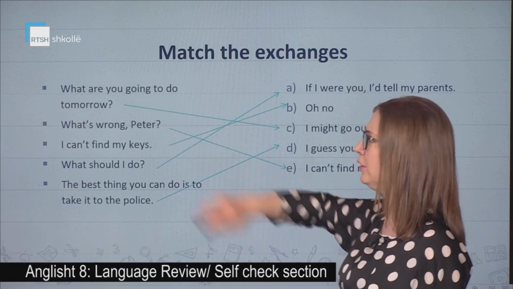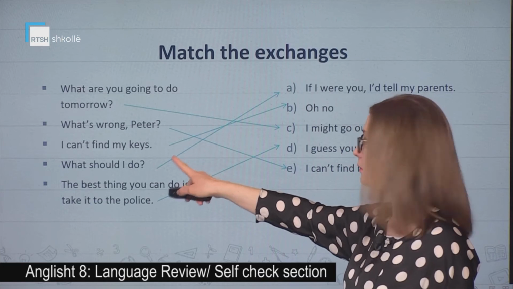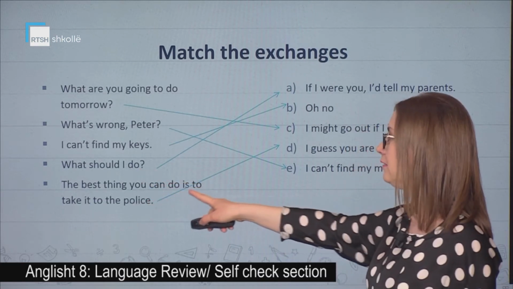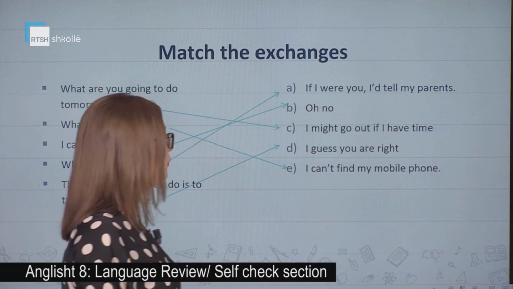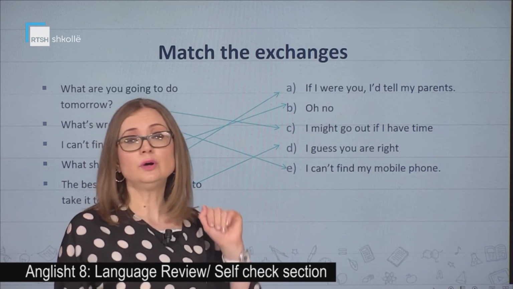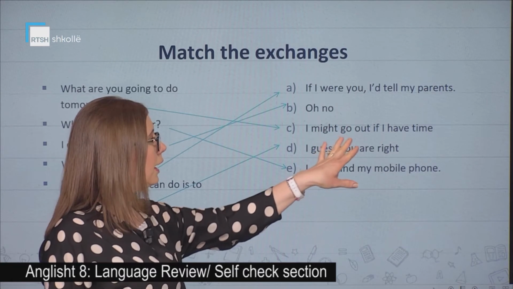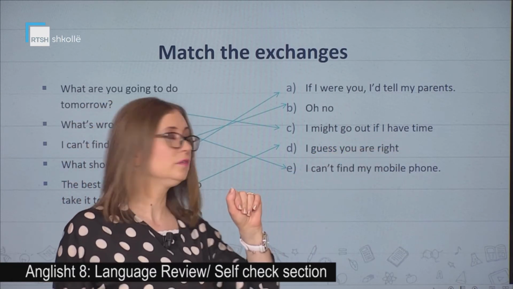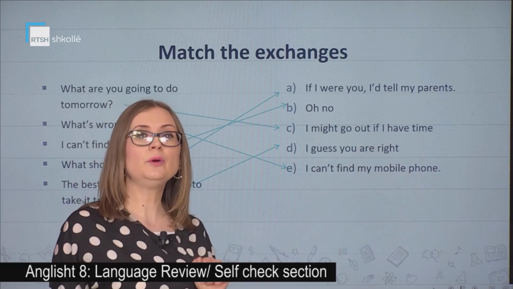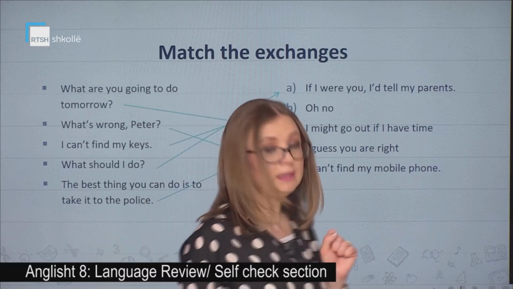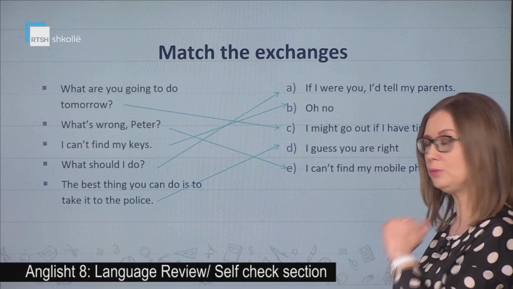So, what are you going to do tomorrow? What's wrong, Peter? I can't find my keys. What should I do? The best thing you can do is to take it to the police. Let's read the other group of words. If I were you, I would tell my parents. Oh, no. I might go out if I have time. I guess you are right. I can't find my mobile phone. Let's link them together. These are some exchanges, so we have to pick up the right one.